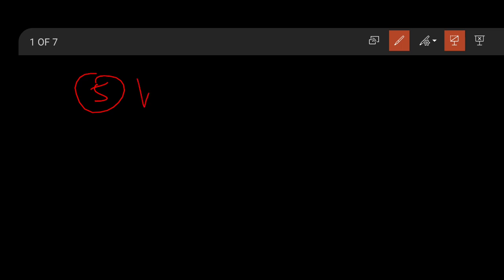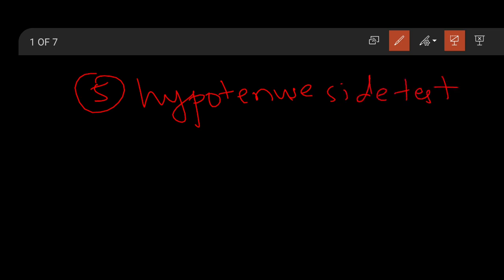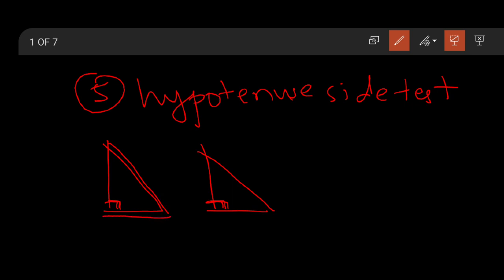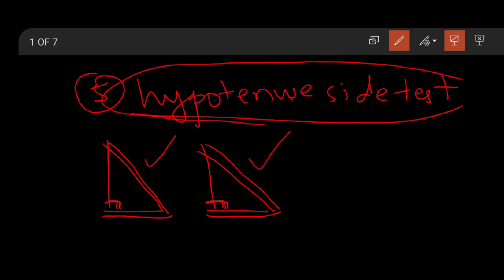The fifth test was the hypotenuse side test. It is applied for 90-degree angle, means right angle triangles. It is identified with this mark that these triangles are right angle triangles. Here, if the hypotenuse and a side of one triangle are congruent with the corresponding hypotenuse and side of the other triangle, these two triangles will be congruent based on the hypotenuse side test.